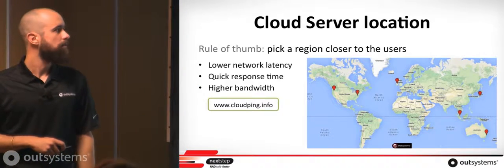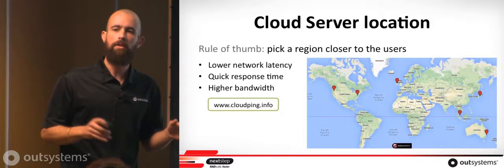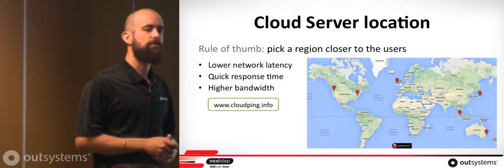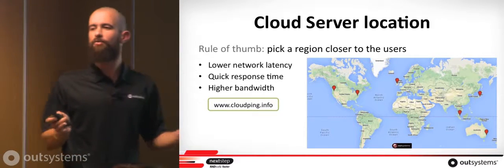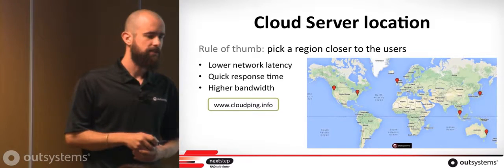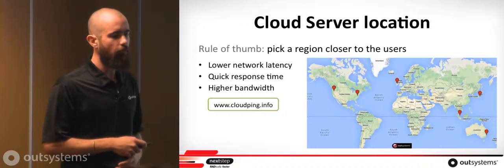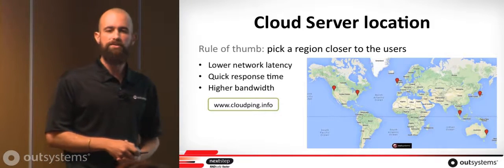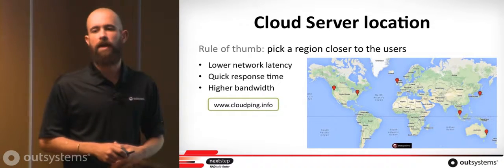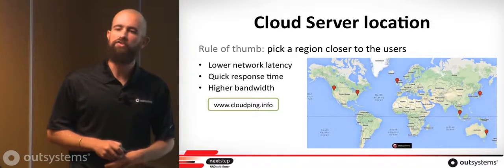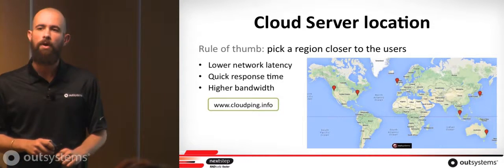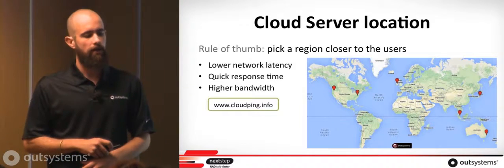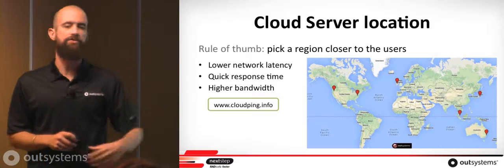Another one is when you are picking your cloud servers. A rule of thumb is you should pick a region that is closer to your users. That might sound obvious, but it's not that obvious. Why should you do this? Of course, you're going to have lower network latency, quicker response time, and possibly higher bandwidth. You can go to the website cloudping.info and check which cloud region is the best one for you, and from there, choose the region.